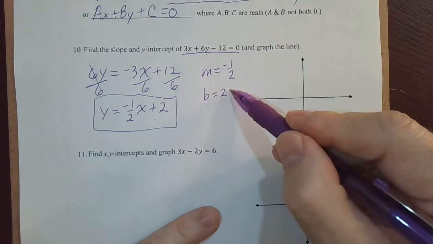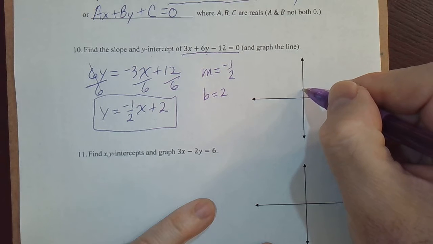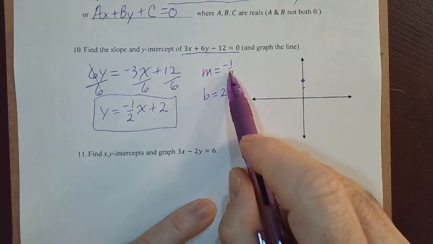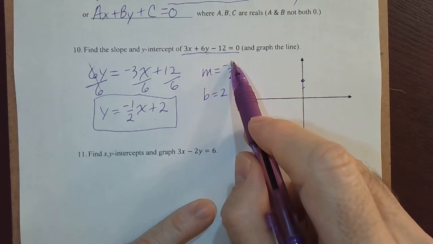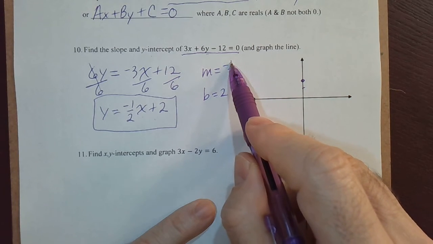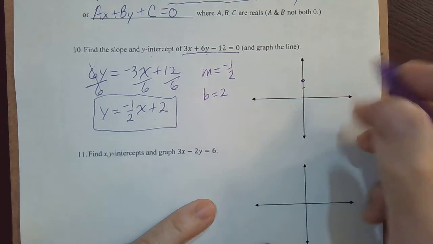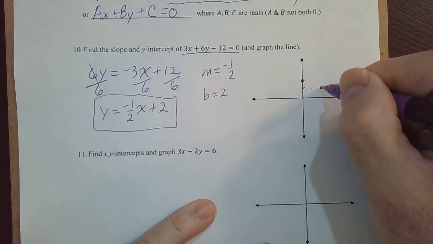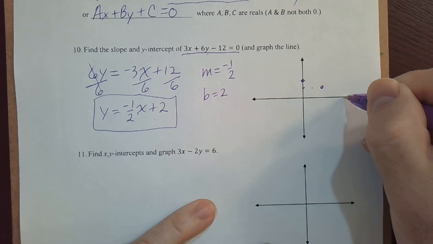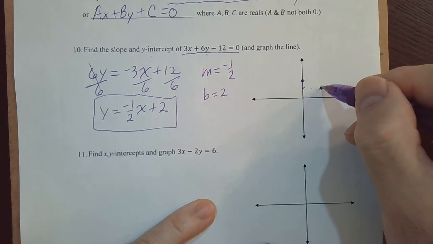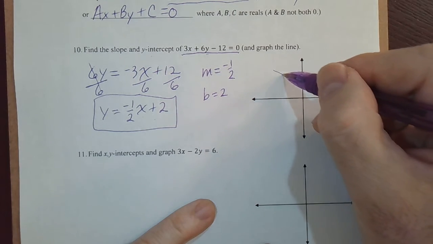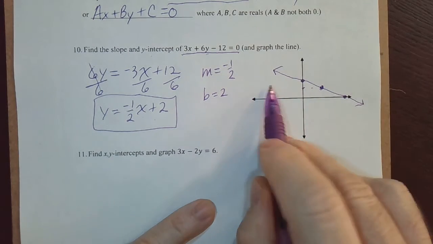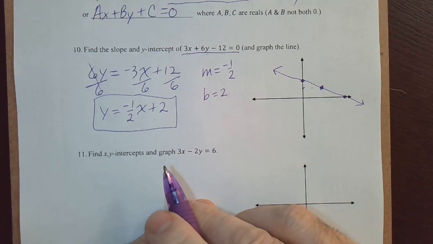So to graph it, I go to the y-intercept of 2, and then note that the slope is negative 1 over 2. So rise over run. I'm going to go down 1 and to the right 2. Down 1, to the right 2. Down 1, to the right 2. And the line should look something like that. It's not a great line, but you get the idea.